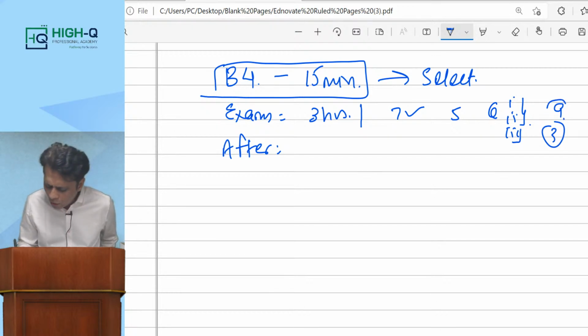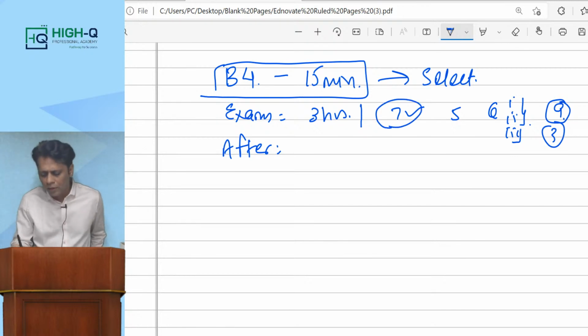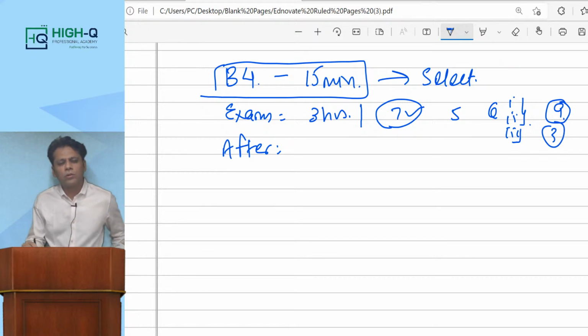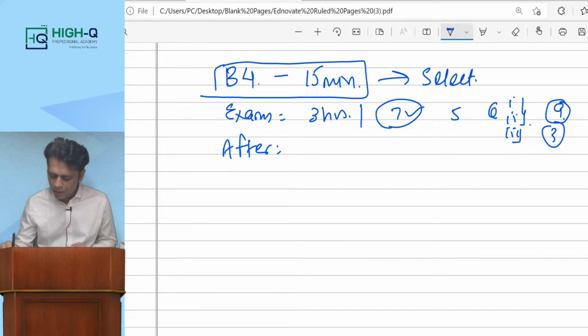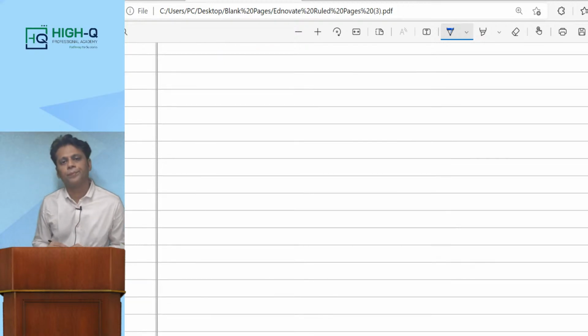Here you are confident in 9 marks, and here you are confident only for 7 marks. Then you can prefer this question. So that is a big smartness that you have to apply. And I know you are quite smart enough for this.